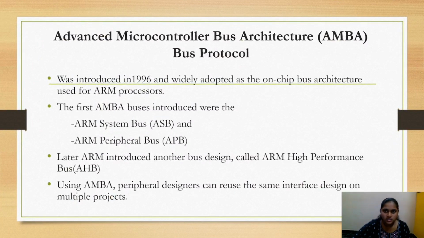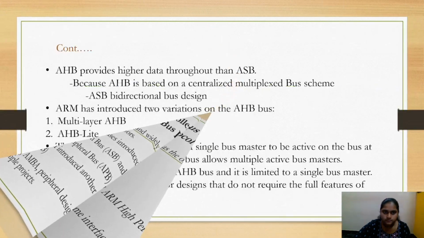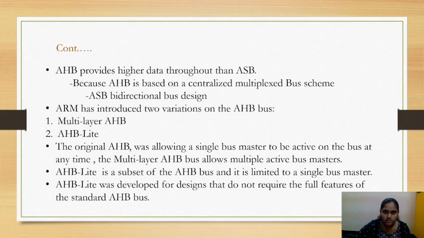Advanced Microcontroller Bus Architecture, AMBA bus protocol, which is also called AMBA. It was introduced in 1996 and widely adopted as the on-chip bus architecture used for ARM processors. The first AMBA buses introduced were the ARM System Bus ASB and ARM Peripheral Bus APB. Later, ARM introduced another bus design called ARM High Performance Bus AHB. Using AMBA, peripheral designers can reuse the same interface design on multiple projects. A peripheral can simply be bolted on the on-chip bus without having to redesign an interface for each different processor architecture. AHB provides higher data throughput than ASB.